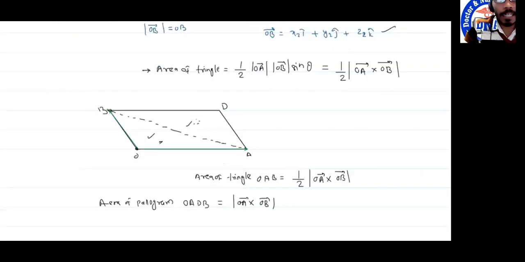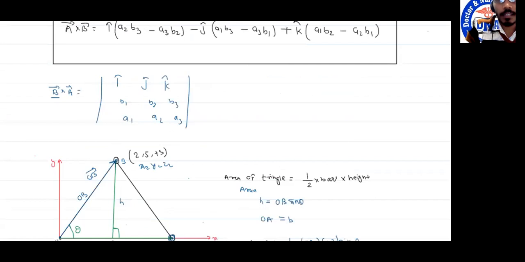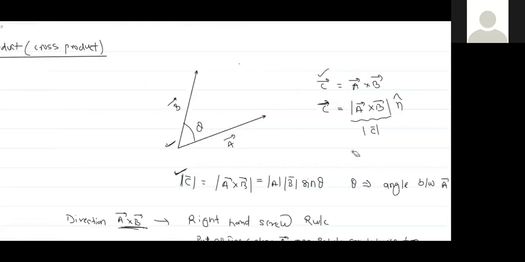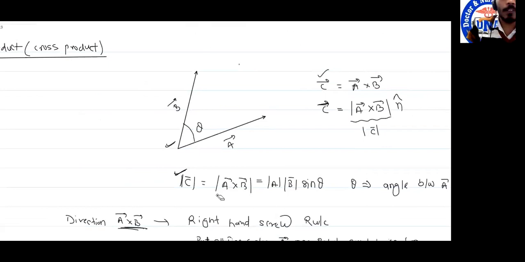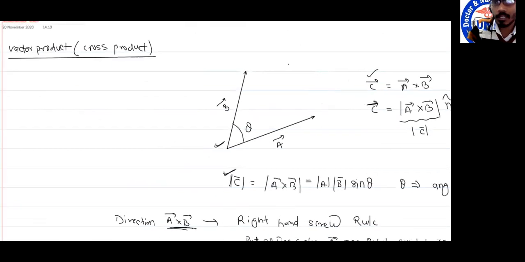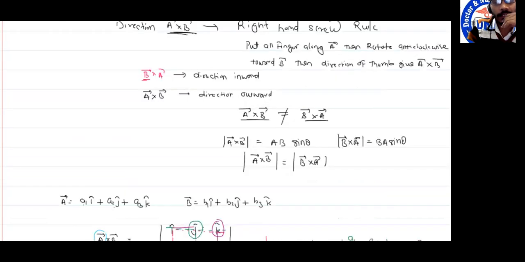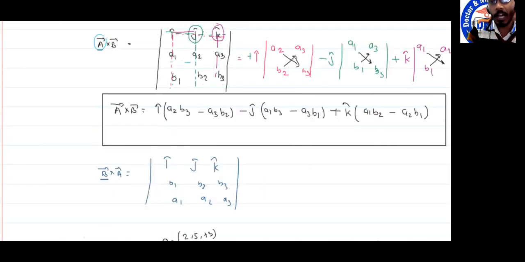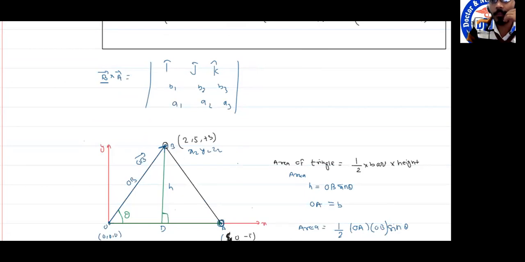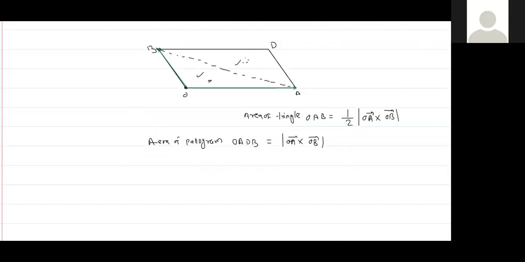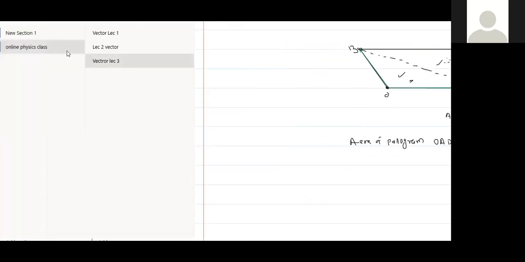Is it fine? Any doubt? Anyone have any doubt? No? So please, I am giving you the assignment. Solve that assignment and send me the solution. If you have any doubt, then ask me.